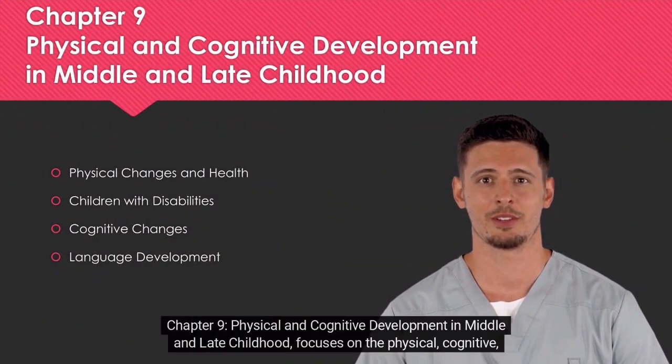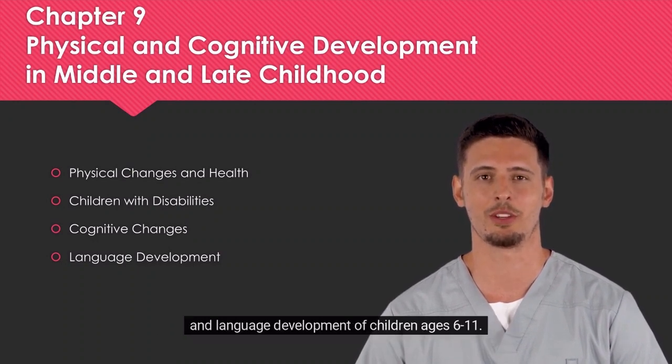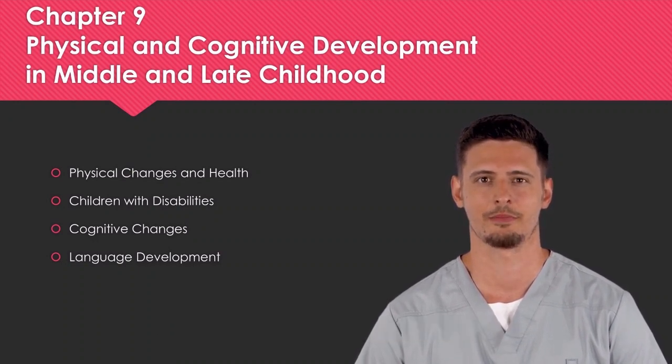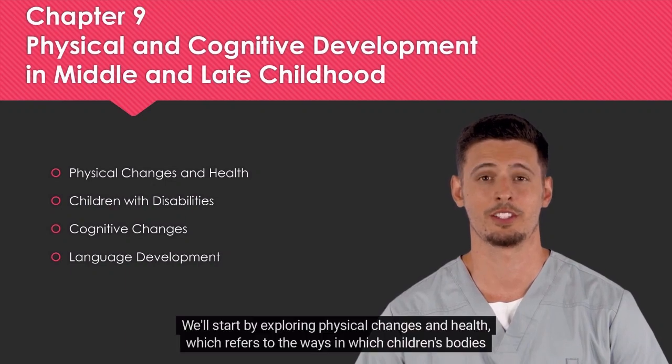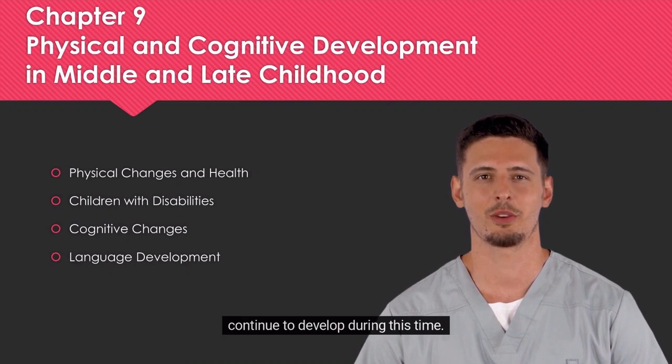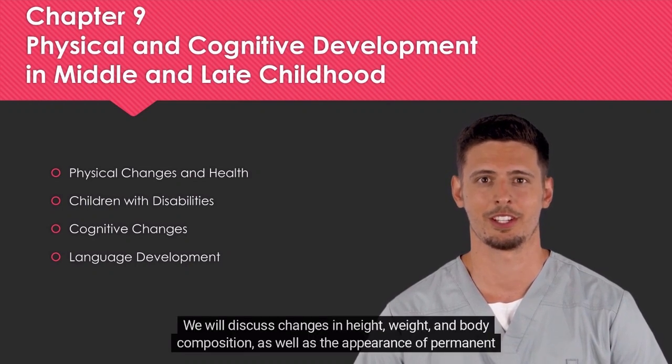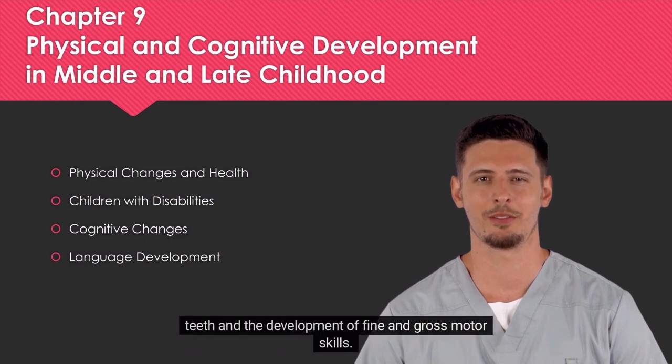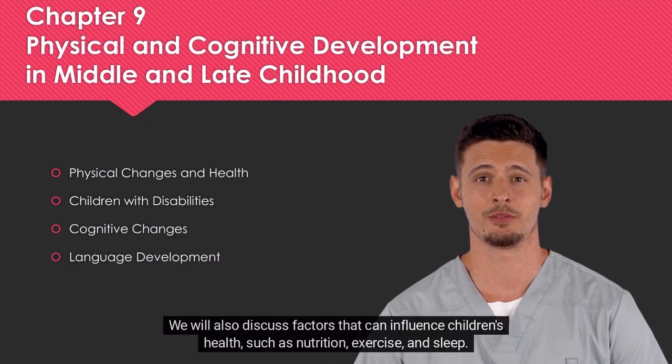Chapter 9, Physical and Cognitive Development in Middle and Late Childhood, focuses on the physical, cognitive, and language development of children ages 6-11. We'll start by exploring physical changes in health, which refers to the ways in which children's bodies continue to develop during this time. We will discuss changes in height, weight, and body composition, as well as the appearance of permanent teeth and the development of fine and gross motor skills. We will also discuss factors that can influence children's health, such as nutrition, exercise, and sleep.